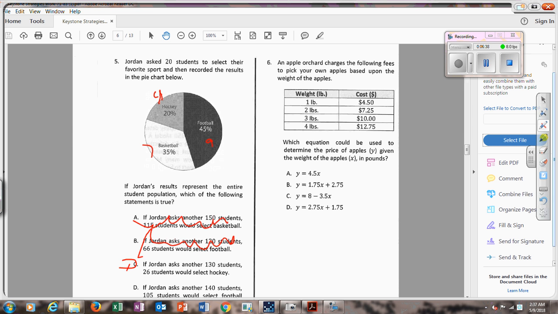Number 6, an apple orchard charges the following fees to pick your own apples based upon the weight of the apples. So it goes up by, just do 725 minus 450. That gives you 270 or 275. Check to make sure that's true for 10 minus 725. If it is, then you automatically know that it's D, because it's going up by 275 each time.